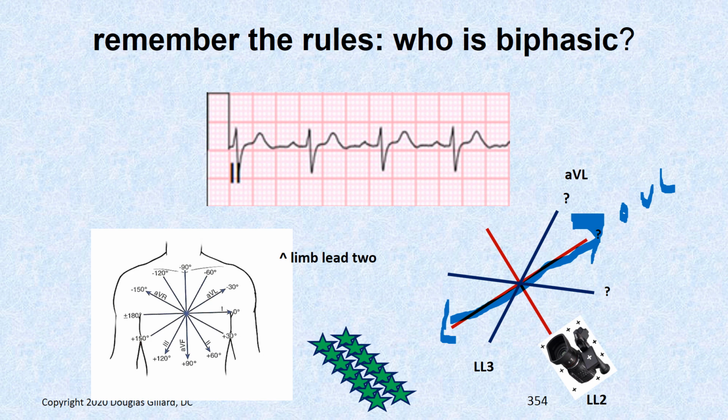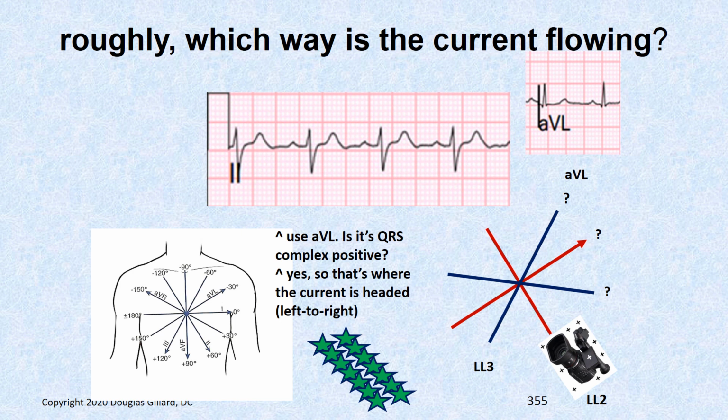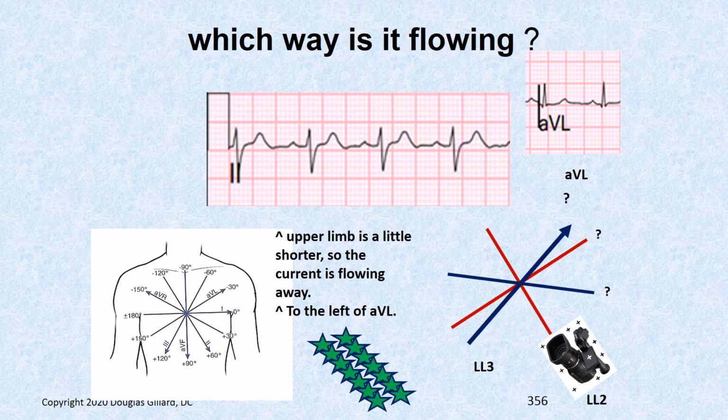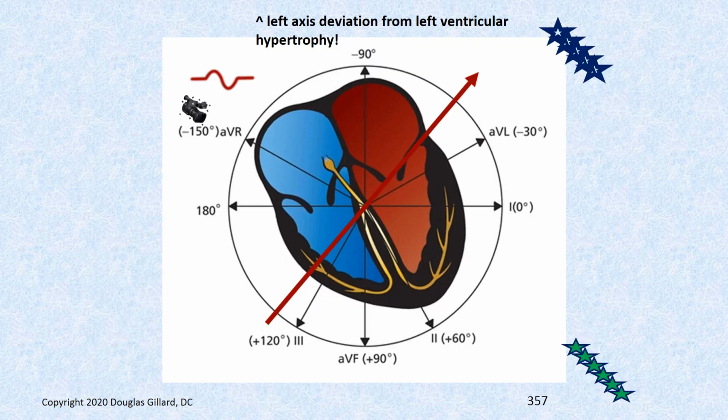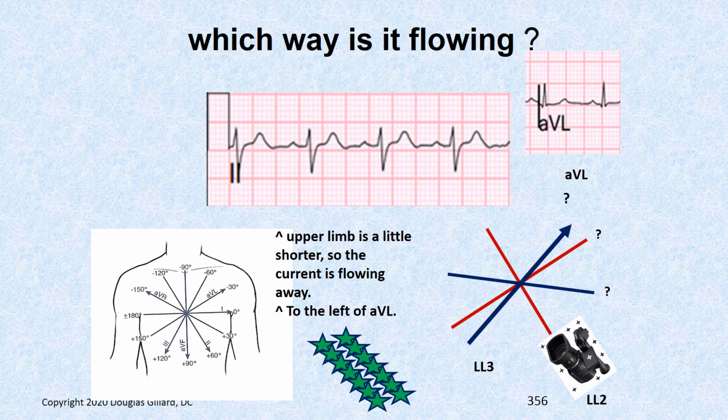So now that we know the direction of current flow, we can answer the question already. Is this a normal axis? No. 0 degrees would be right here, so it's off. Roughly which way is the current flowing? We just did that. We used AVL. So yep, it's flowing that way. So I drew the arrow in here. If you look at this, now this would be perfectly perpendicular.